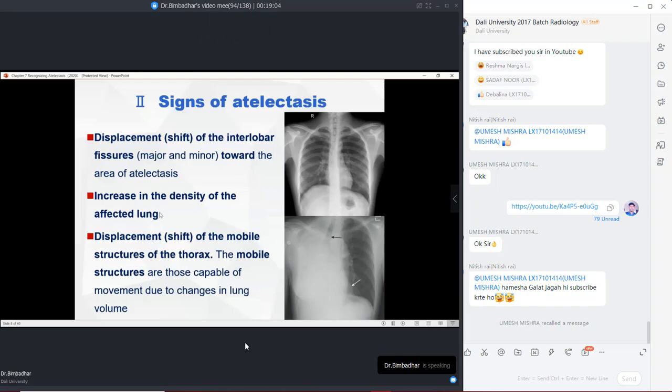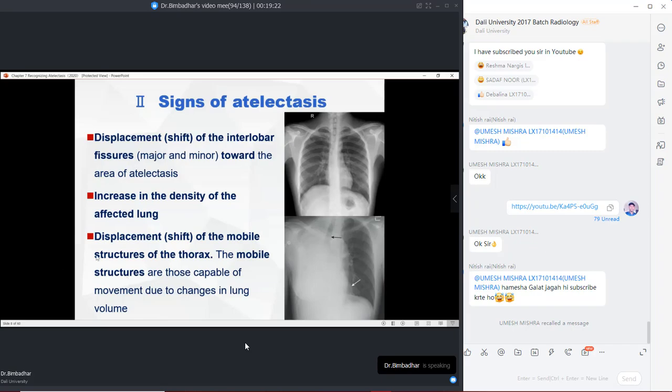Then there will be increase in the density of the affected lung. Like I was saying, yes, it will be opacified, it will look whiter, because there is increase in the density. So increase in the density of the affected lung is the second sign.